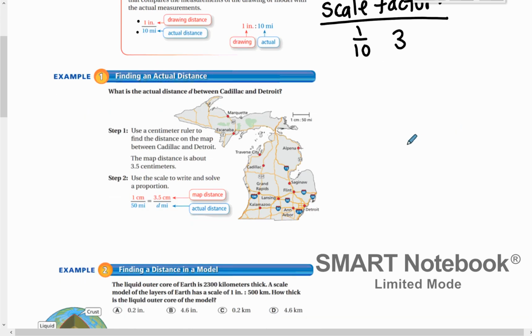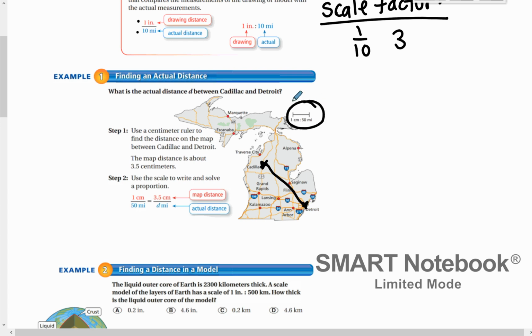So here we have: what is the actual distance D between Cadillac and Detroit? What we would do here is use a centimeter ruler to find the distance on the map between Cadillac and Detroit. Here is where we would have Cadillac. Here is where we would have Detroit. We would take that centimeter ruler and measure the straight shot distance right there. And we would use this scale.